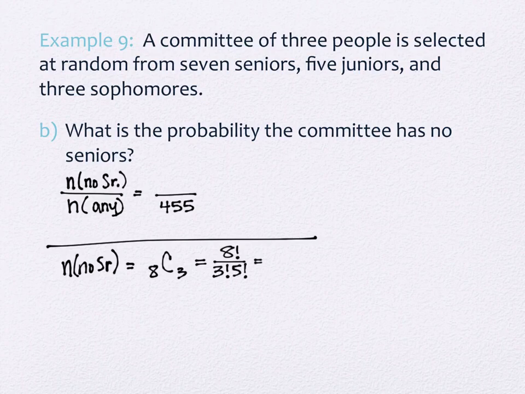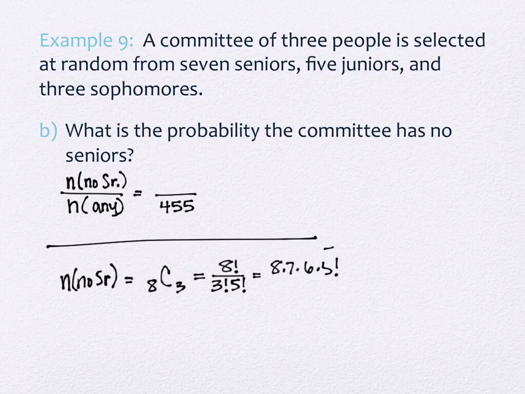So we'll write our 8 down to 5. And I have 3, 2, 1, and 5 factorial. 5's cancel. What else? 3 and the 2 make 6. So I'm left with 8 times 7, which is 56. So that's the numerator I needed above.